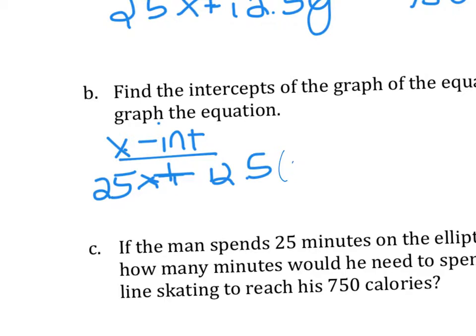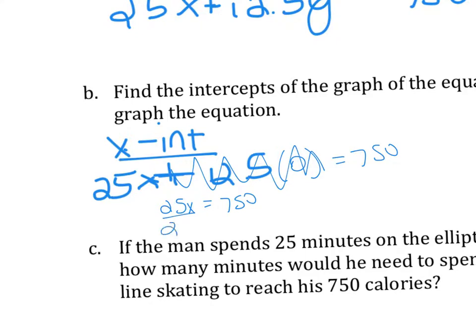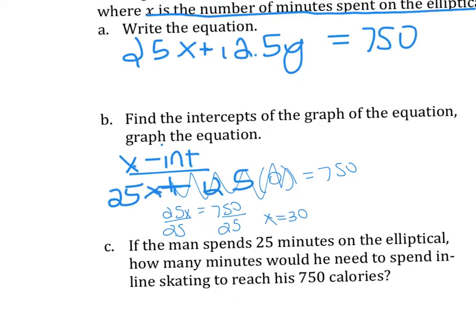We're going to replace the y with a 0. We want that to equal 750. What that does is it cancels out that y term, and we are left with 25x equals 750. We're going to solve for x, dividing by 25. So we're going to get x equals 30. If we only spent time on the elliptical, we would have to spend 30 minutes on the elliptical to burn the 750.